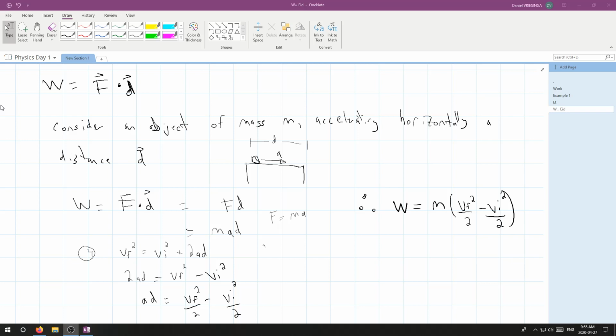And so I get this nice formula here, and I'm going to rearrange it a little bit more. One half MVF squared minus 1/2 MVI squared. So the work done on an object is equal to 1/2 times the mass times velocity final squared minus 1/2 times the mass times the velocity initial squared.